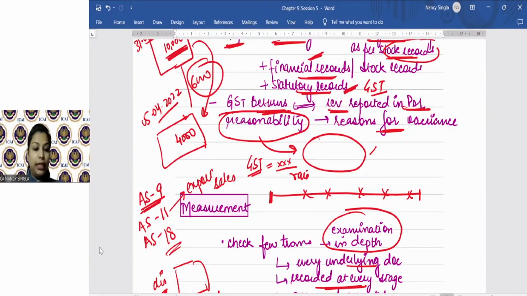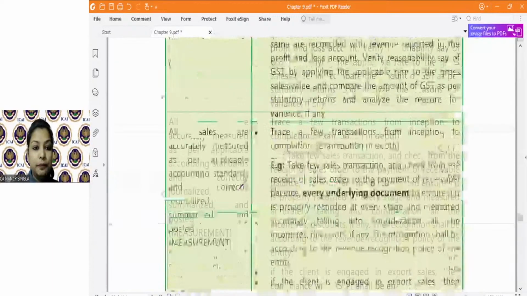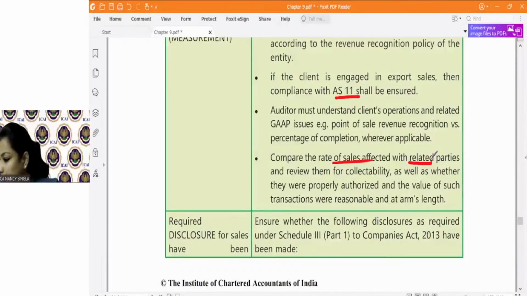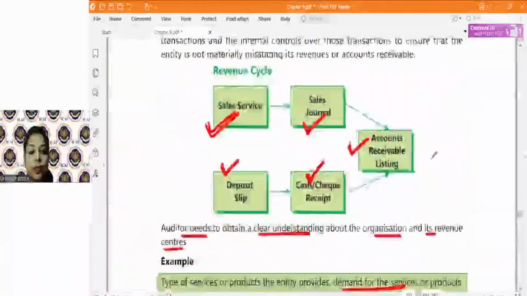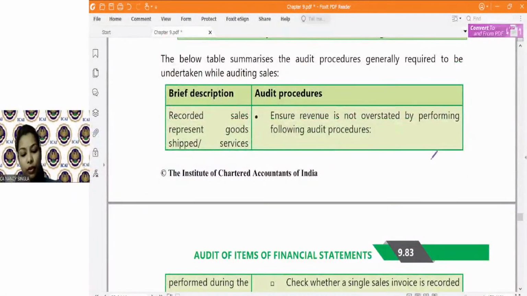क्लियर. सो let me just take you through the module with respect to this point. Measurement है ना. So AS11 and AS18 with respect to related parties. Correct. ठीक है. So let us just have a look at this from the module, various assertions, and then only the disclosure part is left, which we will be doing from the module.